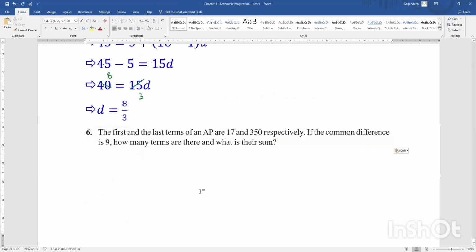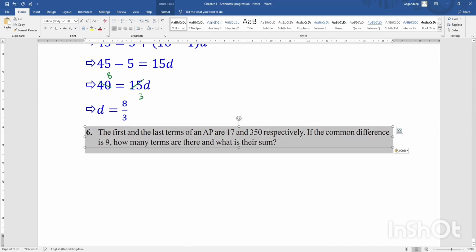Sixth problem. The first and the last term of an AP are 17 and 350 respectively. If the common difference is 9, how many terms are there and what is their sum? That means the first term is given to be 17 and the last term is given to be 350. Common difference is 9 means d is 9. And how many terms are there means we need to find the n value, and what is their sum, that is Sn, we need to find out. Okay. So let us write our findings.